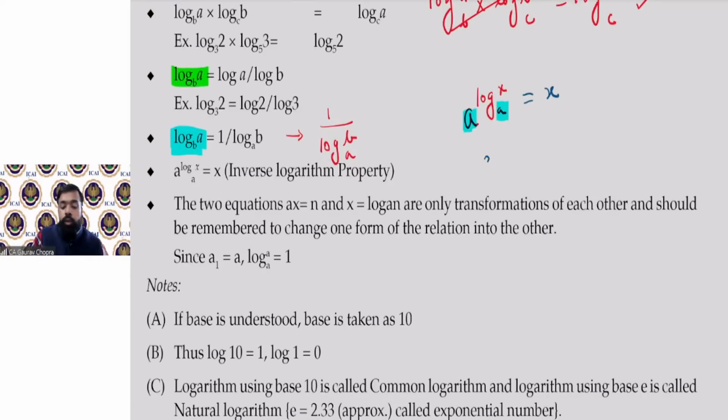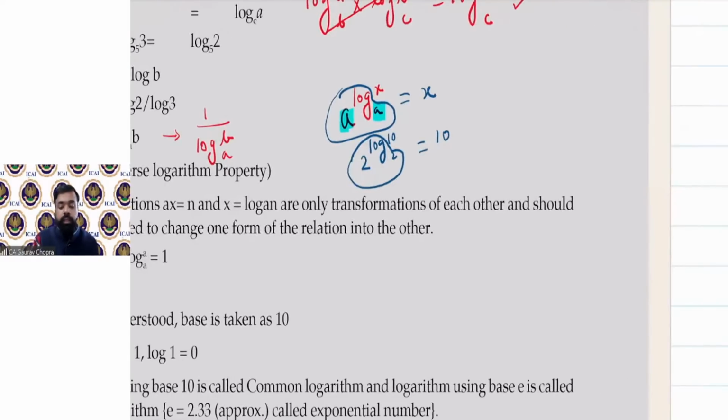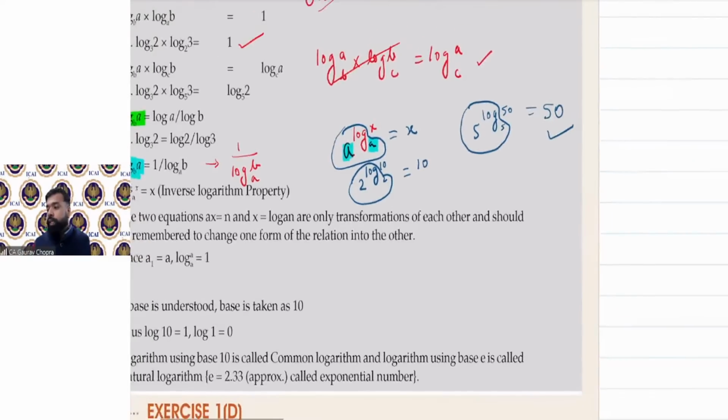Let's say if it is 2 to the power of log 10 base 2, then the result will be 10. This complete portion will get removed and the result will be 10. Here also the complete portion was removed and the result is x. If it is 5 raised to the power of log of 50 base 5, then 5 and log base 5 will get removed and the result will be 50. This is another property.